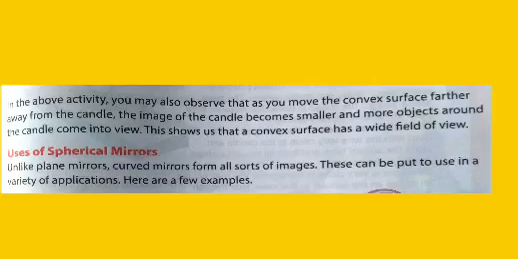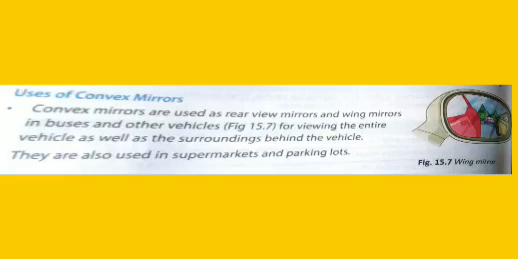In this activity, we may also observe that as we move the convex surface farther away from the candle, the image of the candle will become smaller and more objects around the candle will come into view. This shows us a convex surface has a wide field of view. So this finds usefulness in our daily lives, like for viewing the entire vehicle background as well as the surroundings. Convex mirrors are used as rear view mirrors or wing mirrors in buses and other vehicles. They are also used in supermarkets and parking lots.